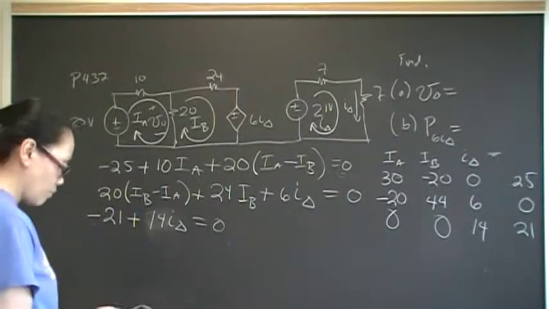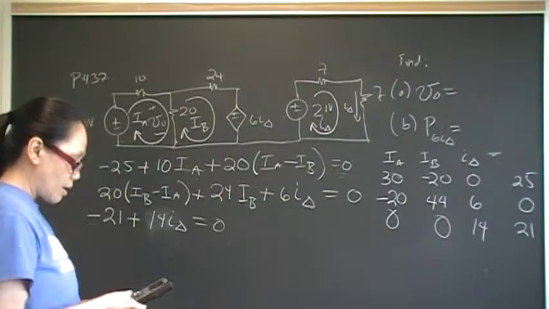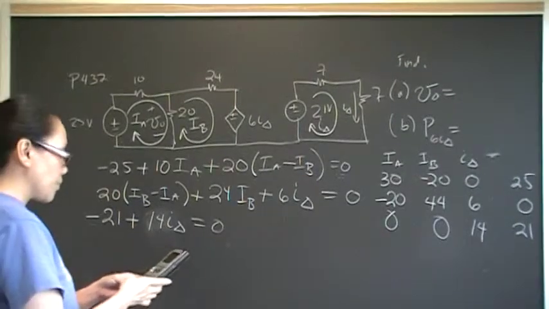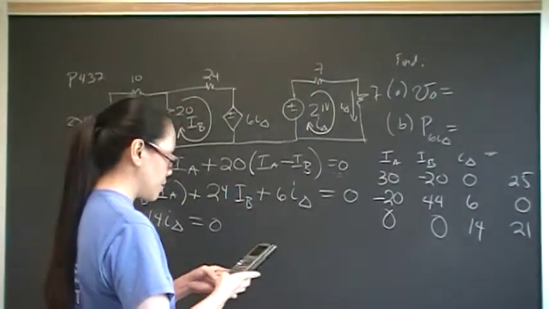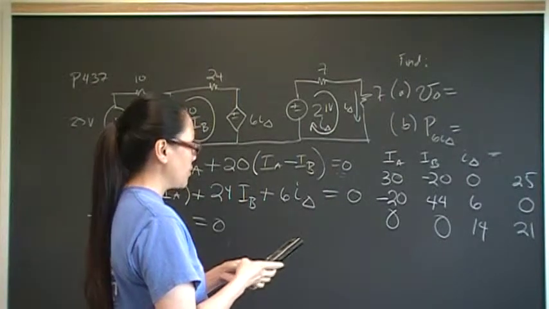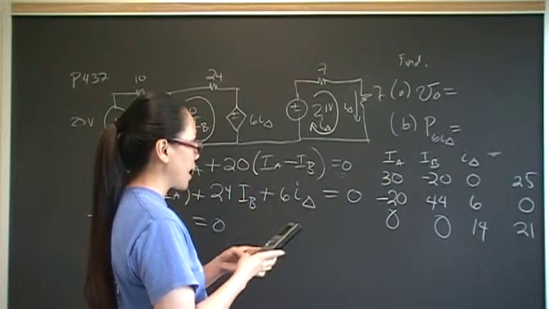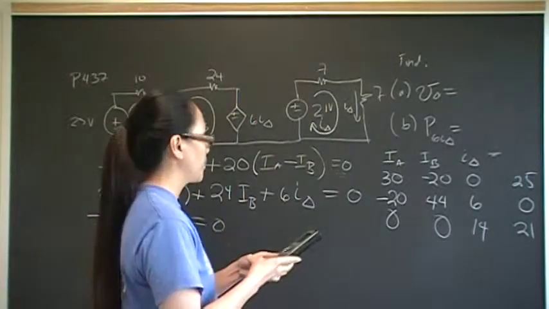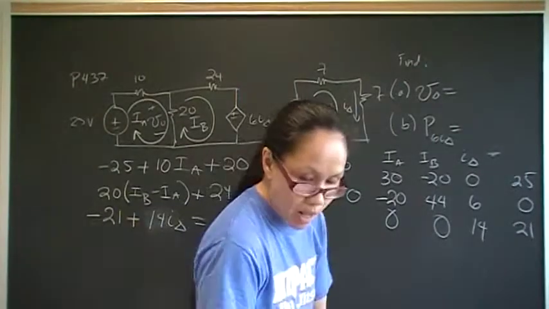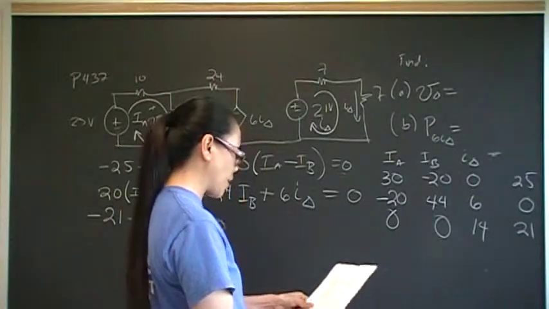So we go to our simultaneous equation solver and we say 3 equations and 3 unknowns. We've got 30, negative 20, 0, and 25 in the first line; negative 20, 44, 6, and 0; 0, 0, 14, and 21. And solve. Okay, I'm going to take a moment to make sure my calculator matches what I got the first time around.